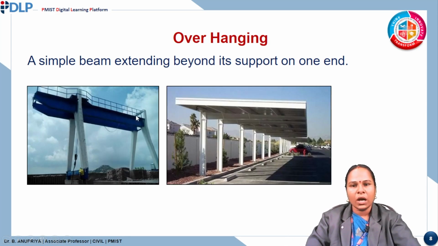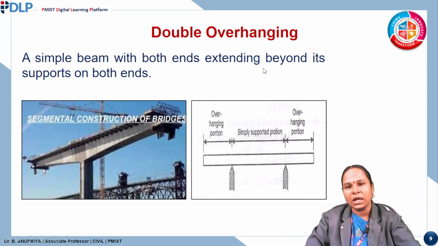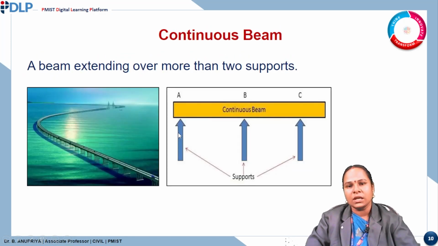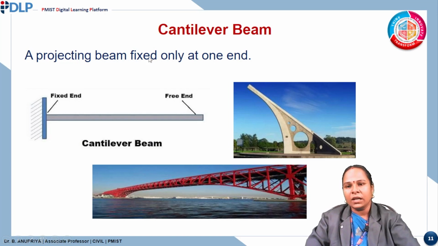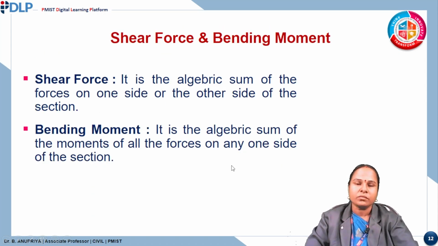Overhanging beam. In an overhanging beam, the beam extends beyond its support on one end. Double overhanging: the beam with both ends extending beyond its supports. And continuous beam: a beam extending over more than two supports is called a continuous beam. A cantilever beam is one in which one end of the beam is fixed and the other end is free. This picture represents a cantilever beam. One end is fixed and the other end is free.